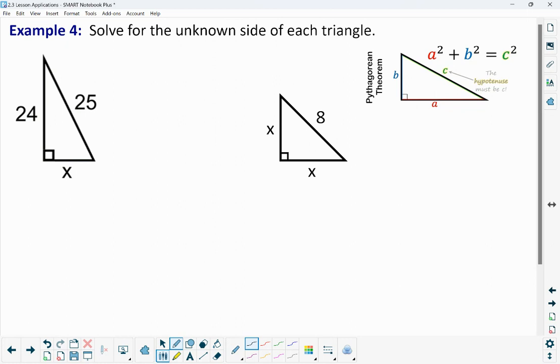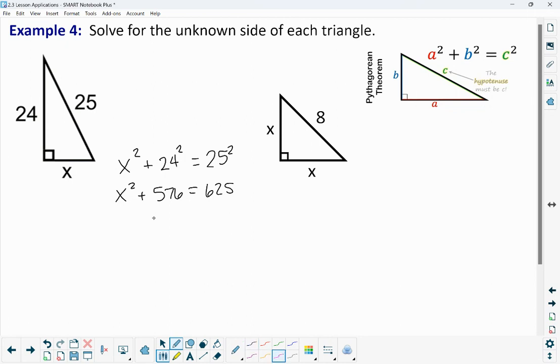Okay, so in this triangle, our two legs are x and 24. So we have one of the legs squared plus the other leg squared, and that is equal to the hypotenuse, which is 25 squared. Now, it's a pretty good idea if you are prone to making errors to actually calculate these numeric values. So I'm going to go ahead and do that. 24 squared is 576, and 25 squared is 625.